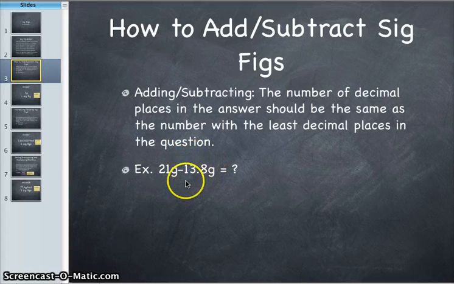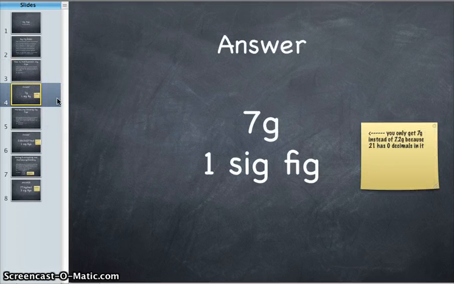So the first, 21 grams, has no decimal point, so the answer is not going to have a decimal. So the answer is 7 grams, which has one sig fig. Because it wouldn't be 7.2, because 21 has no decimal points, so it doesn't matter that it's 7.2.